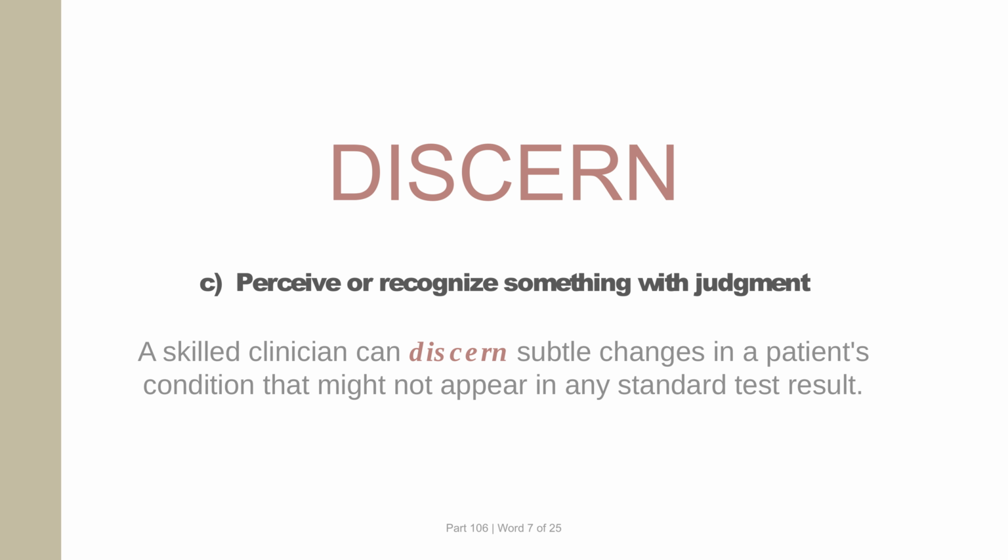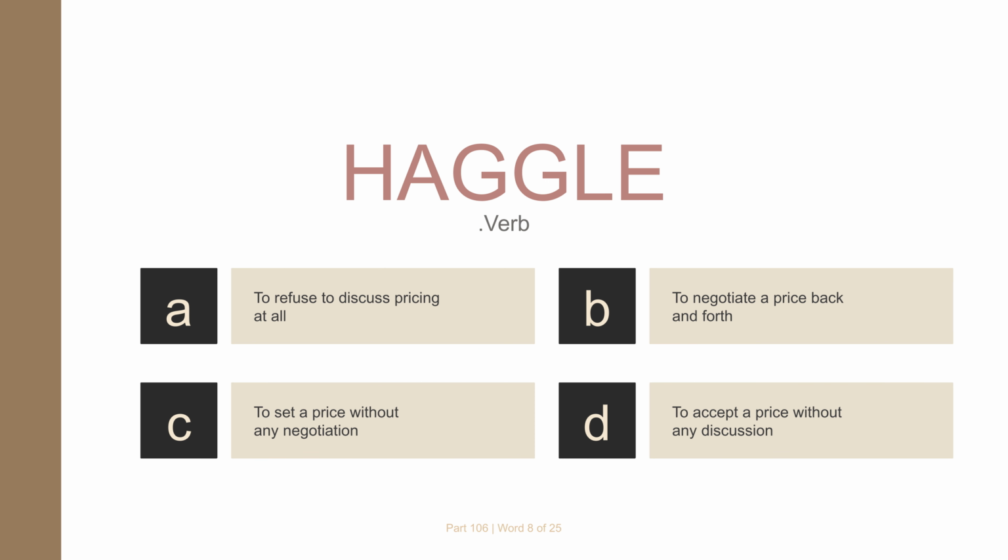Example: a skilled clinician can discern subtle changes in a patient's condition that might not appear in any standard test result. Question 8. What is the meaning of haggle? Option A, to refuse to discuss pricing at all. Option B, to negotiate a price back and forth.